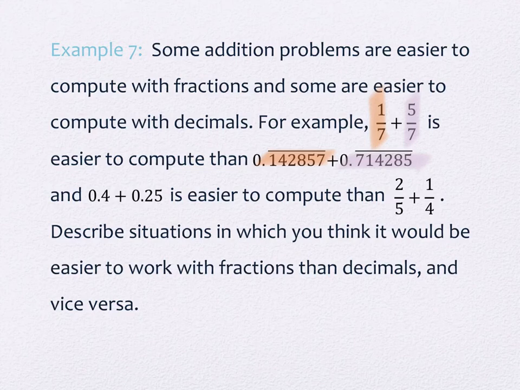So the question is actually this: describe situations in which you think it would be easier to work with fractions than decimals and vice versa. So I need a new screen. When is it easier to work with fractions, and when is it easier to work with decimals? You can either say it in the positive sense, when it has, or in the negative sense, when it doesn't have.